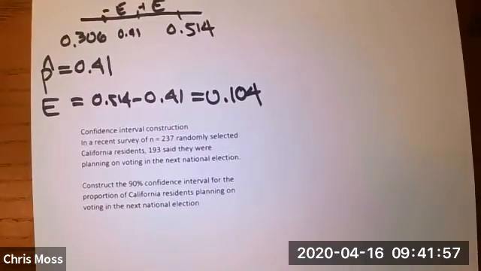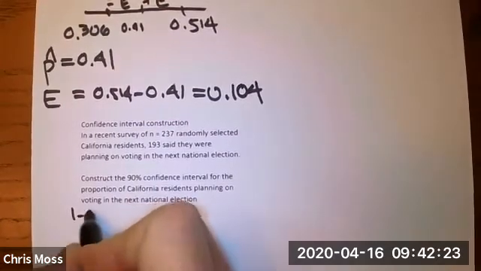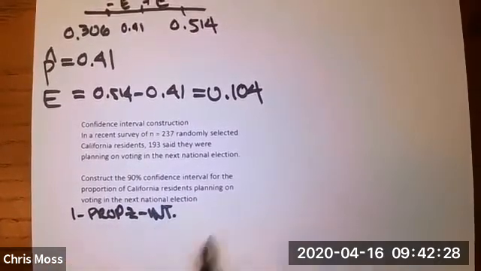Now, let's go ahead and construct a confidence interval. We'll use this to estimate population proportions in section 7.1. We have a recent survey of 237 randomly selected residents. 193 said they were going to vote in that next election that's so important in the fall. So we're going to construct the 90% confidence interval for the proportion of California residents planning on voting in the next national election. We will begin by noting that I use the one prop Z interval tool.